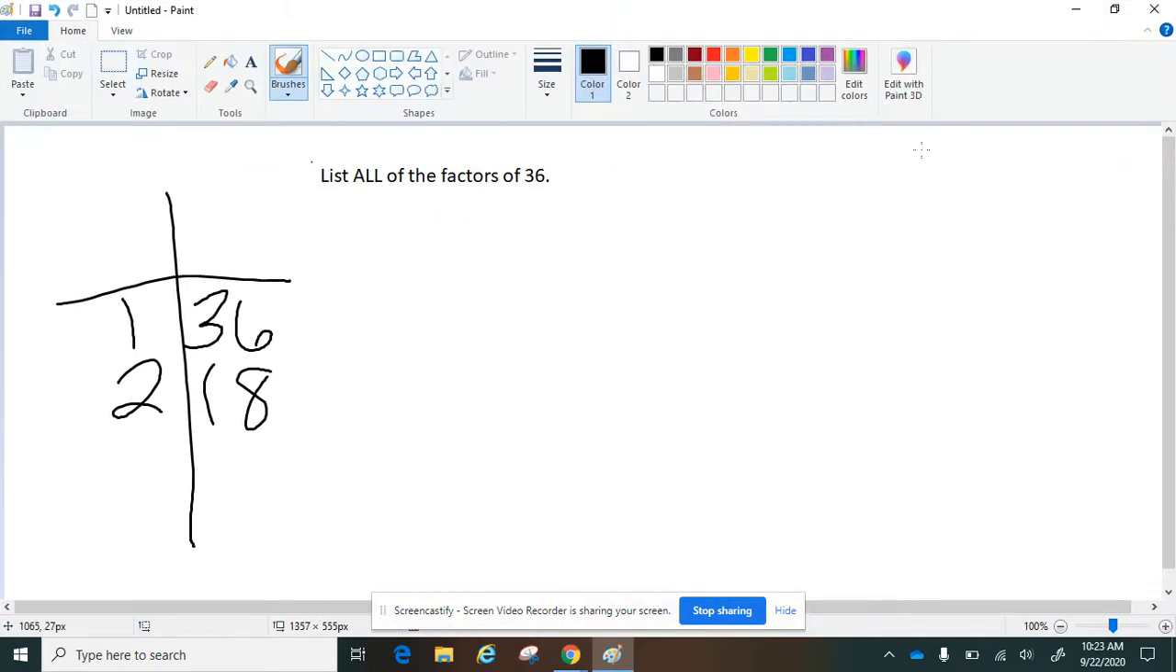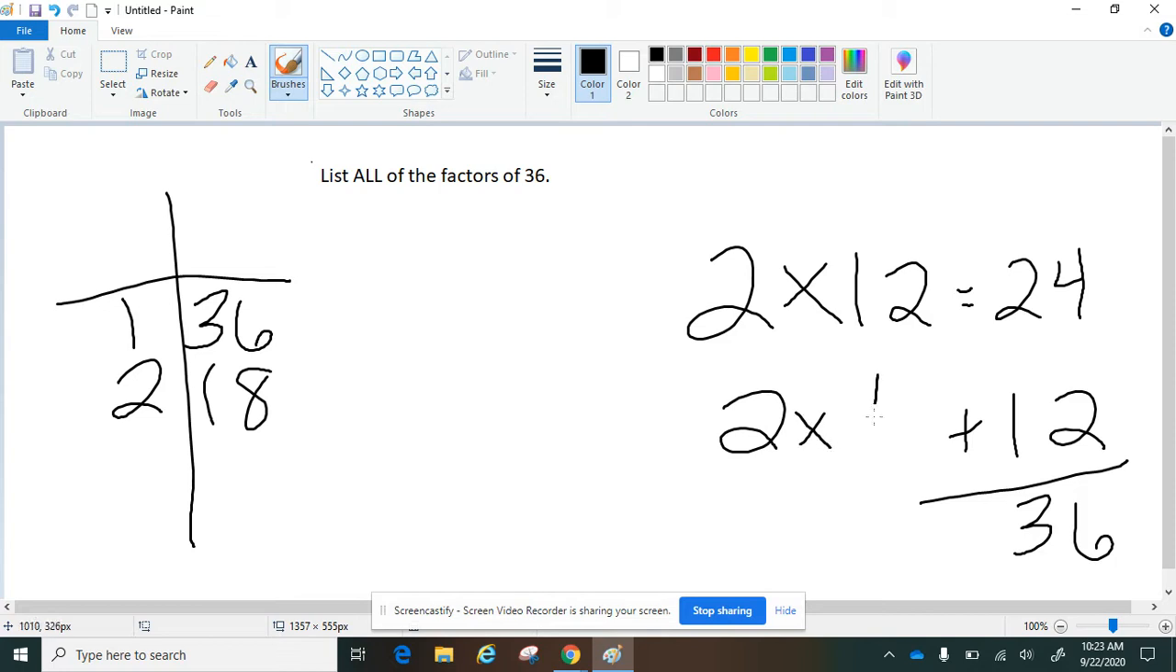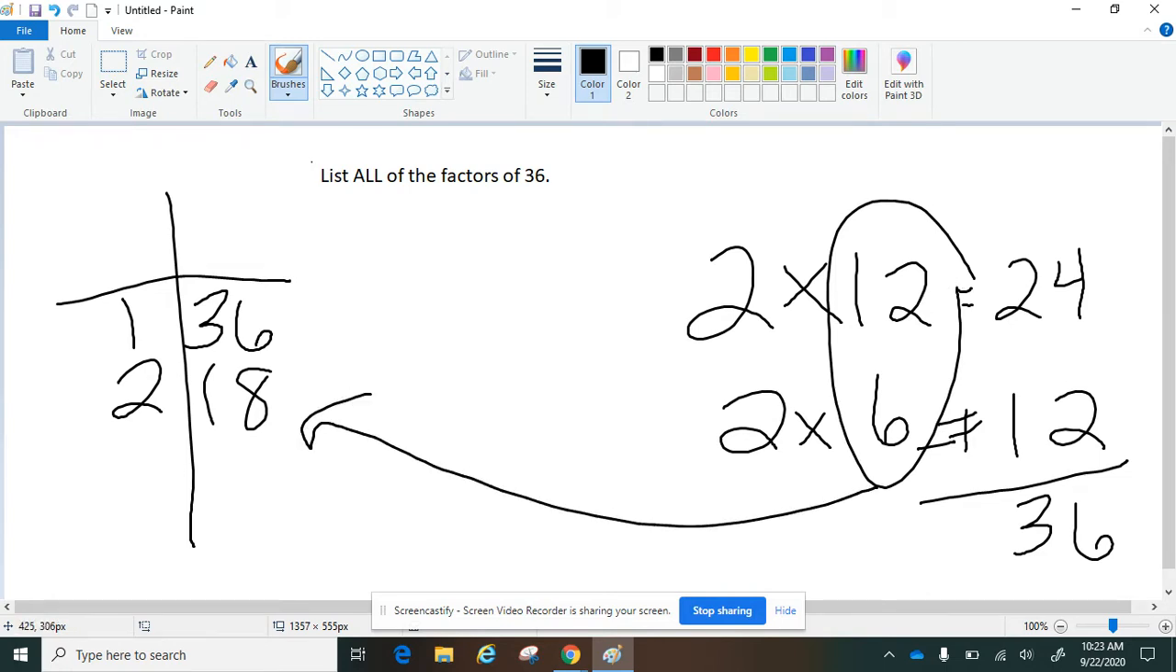The other option would be to start with what you know. Like I said, I could start with 2 times 12. I know that that's 24. How much more do I need to get to 36? 12, right? I know that 2 times 6 equals 12. So here I see that I multiplied 2 times 18 to equal 36.